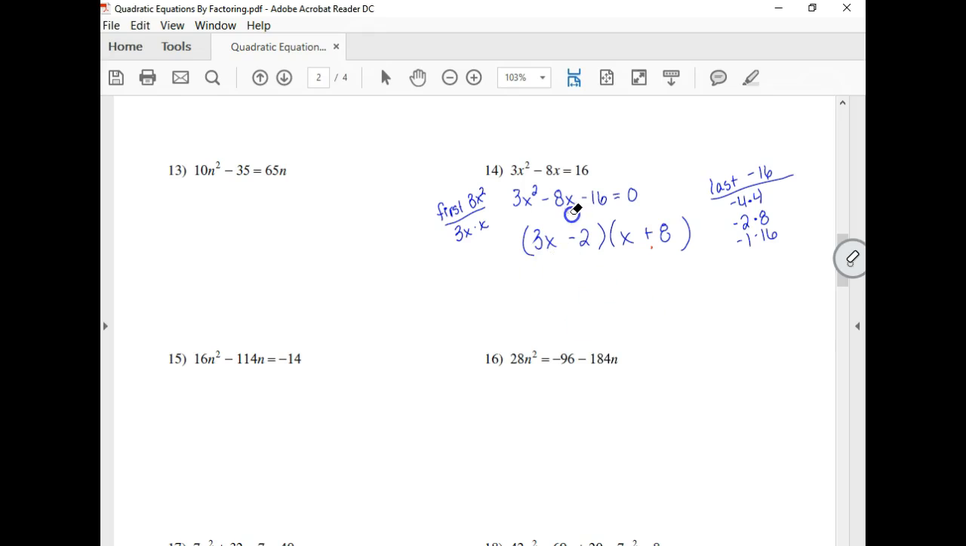Before I give up on this 2 and 8, what I'm going to do is I'm going to switch where they're at. I'm going to put the 8 right here, and the 2 right here. Sometimes that will work for you. In this case, I'll get negative 8x. I will get a positive 6x, and that is going to give me negative 2x. That does not give us negative 8x like we need in the middle here. So negative 2 and 8 does not work. So we're going to try again.